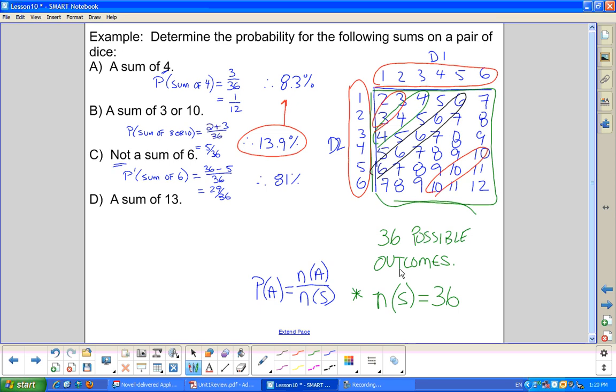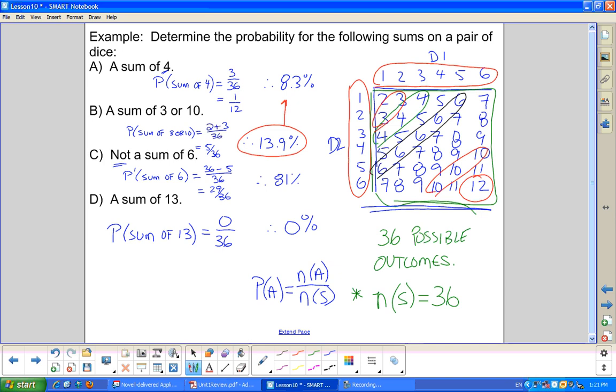All right. Finally, a sum of 13. So this is just making sure you understand. When you look at the dice chart here, nowhere in the dice chart do you see a sum of 13. The highest number possible is a 12. So there's no 13 in the chart. So there's a 0 in 36 chance, which is 0%. So you are absolutely certain that you will not roll a sum of 13.